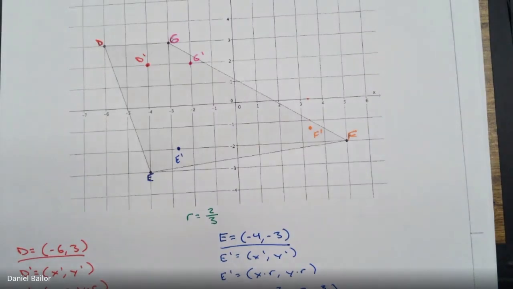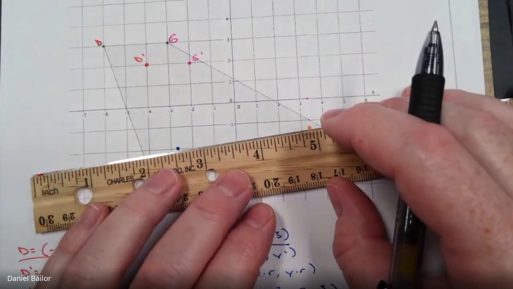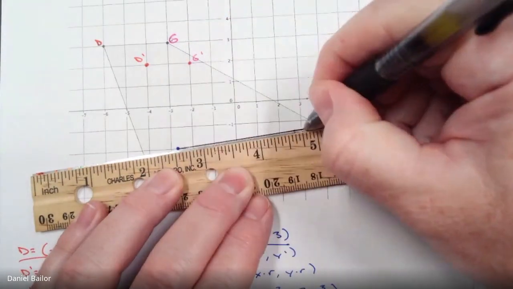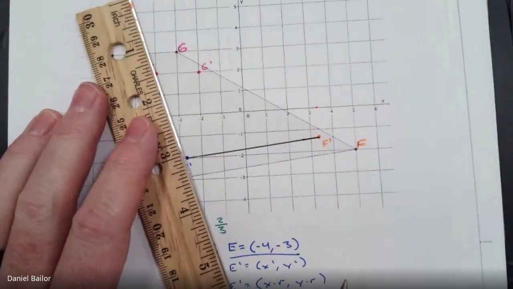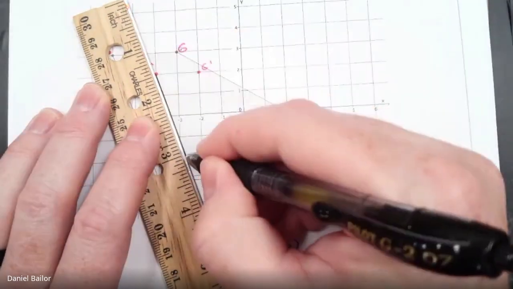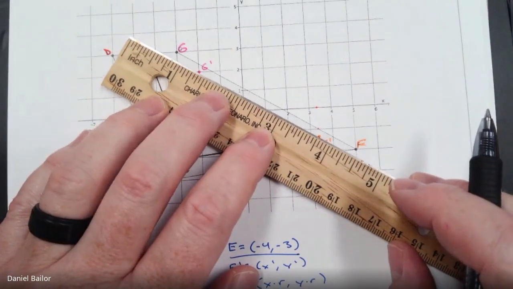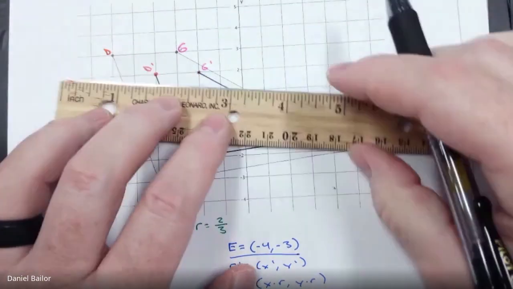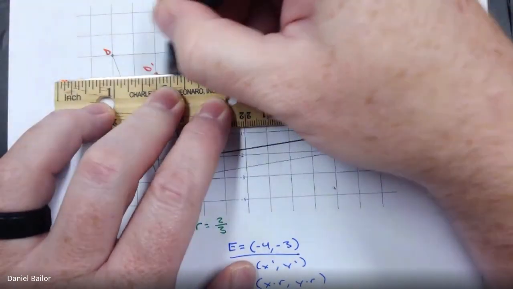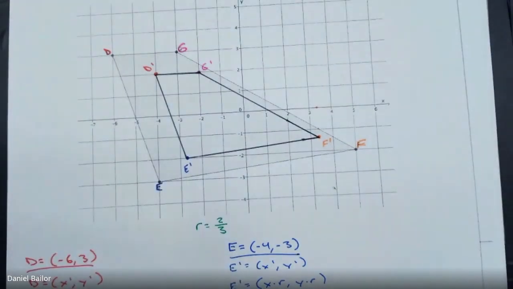Now what I should do is get my ruler so that I can connect my prime dots so you can see the prime figure. And there it is right there. That is DEFG prime. You knew it was going to be smaller because the scale factor was a fraction. And so that is exactly what yours should look like.